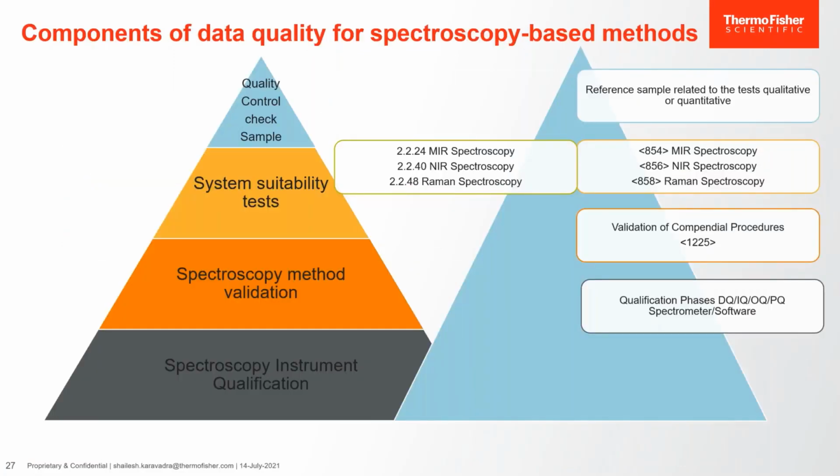USP has the 1058 Analytical Instrument Qualification chapter. The components of data quality for various analytical instruments are categorized as follows. If we look up from the base of the triangle, spectroscopy instrument qualification is one of the requirements. As we go up, method validation comes into the picture, then system suitability tests, and the quality control check samples that are required to check the quality of the measurement.